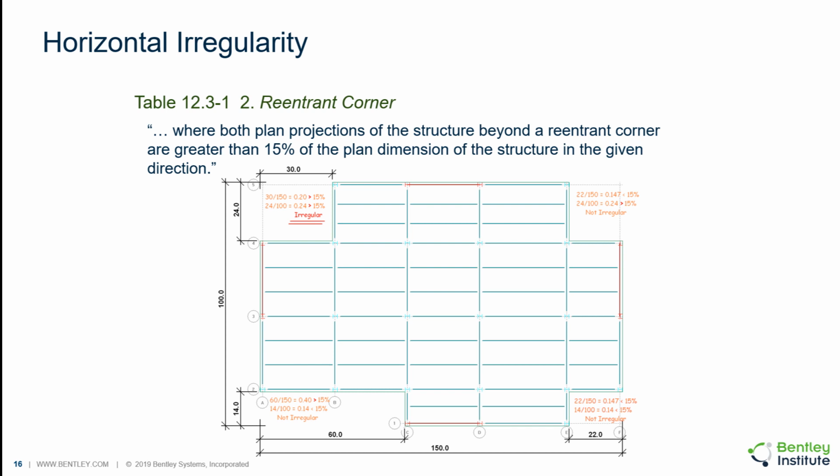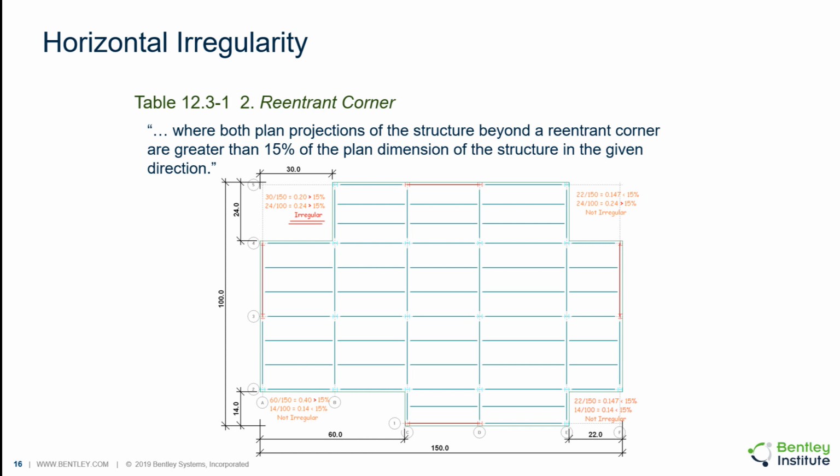A reentrant corner irregularity is defined to exist where both plan projections of the structure beyond a reentrant corner are greater than 15% of the plan dimension of the structure in the given direction. I want to emphasize both here. Both projections need to exceed 15% of the plan dimension. In this illustration, 4 different conditions are shown. Based on the reentrant corner down in the lower right corner, the diaphragm is not irregular because neither ratio is greater than 15%.